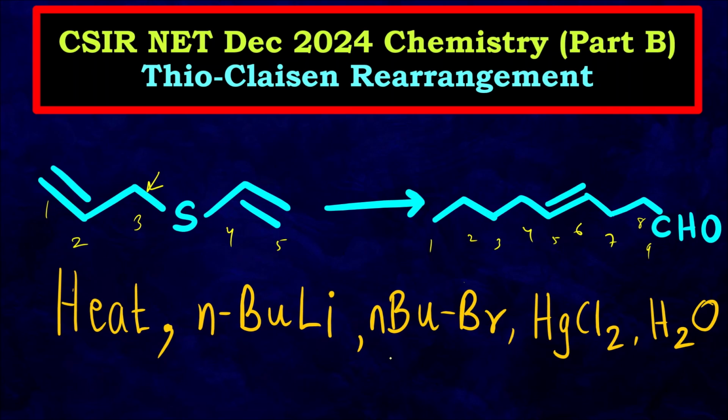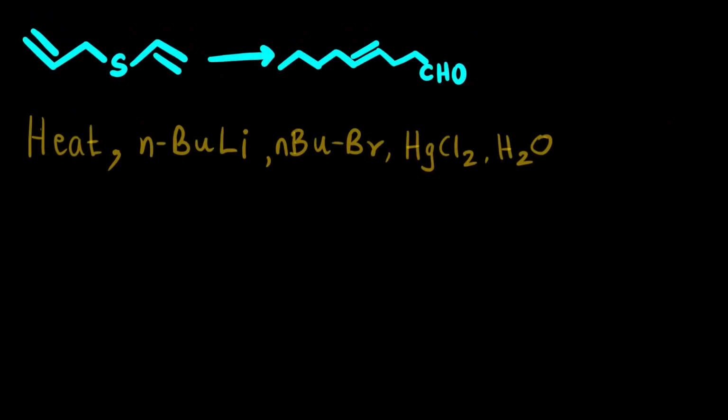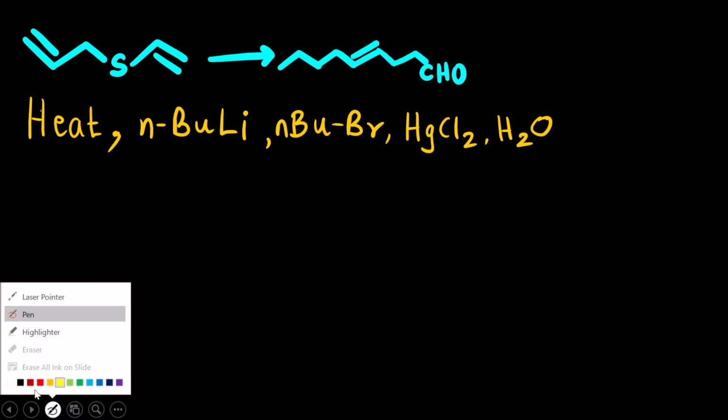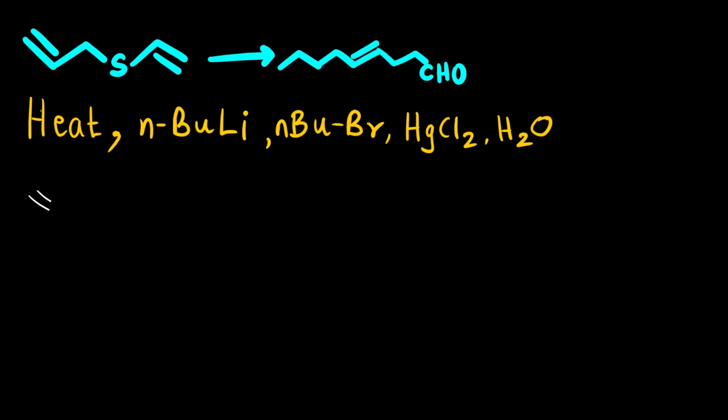From where will we get 4 carbons? From this butyl bromide, and butyl lithium is the base. So somewhere we have to do alkylation. The question is, at which stage? Do we do alkylation before the sigmatropic shift, or first the sigmatropic and then the alkylation? If you do the sigmatropic reaction first and then try alkylation, that will not be possible. So first let us try the sigmatropic shift.